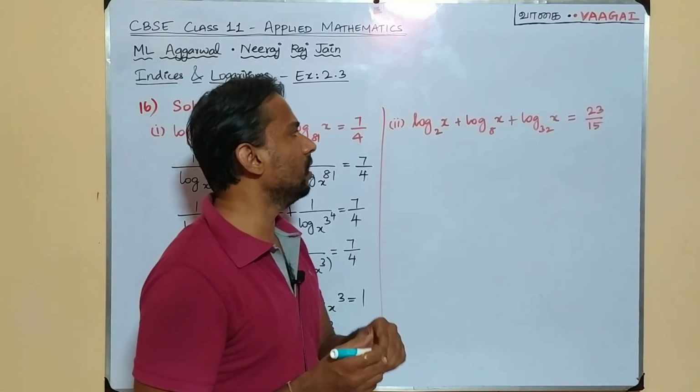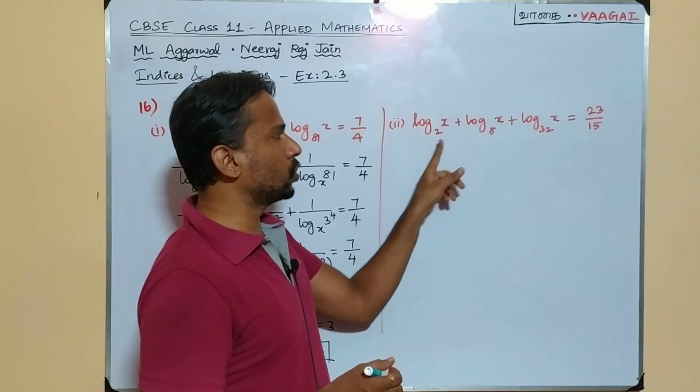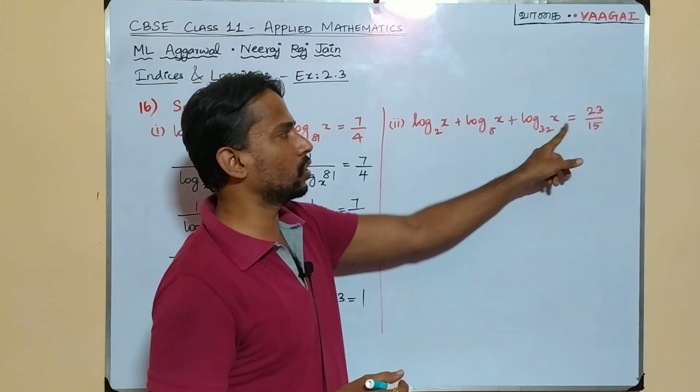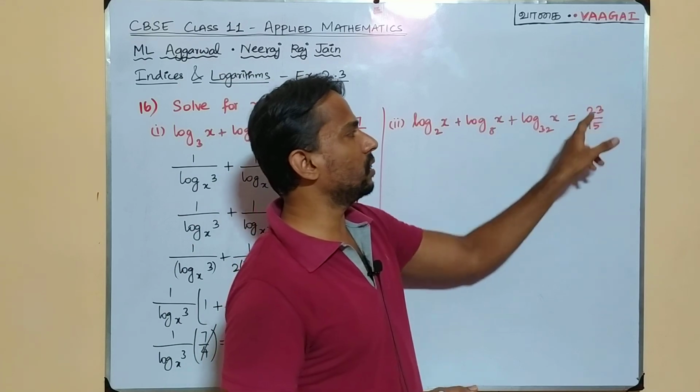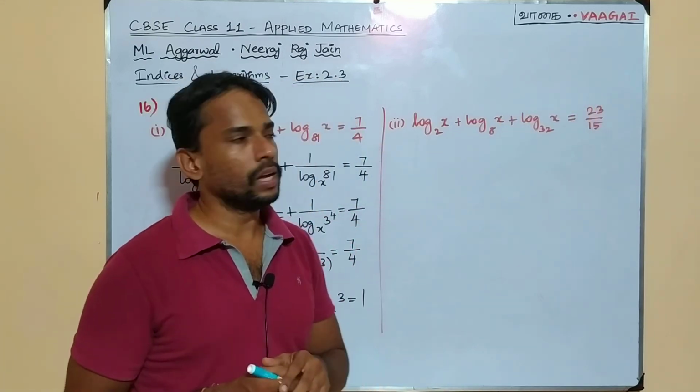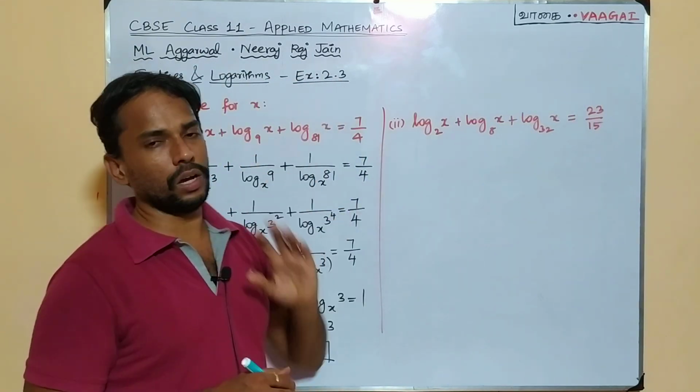Yes. Let's see what do we have here. Here we have log x to the base 2 plus log x to the base 8 plus log x to the base 32 is equal to 23 by 15. This is what we have. Correct? Now here also we are going to use the same technique.